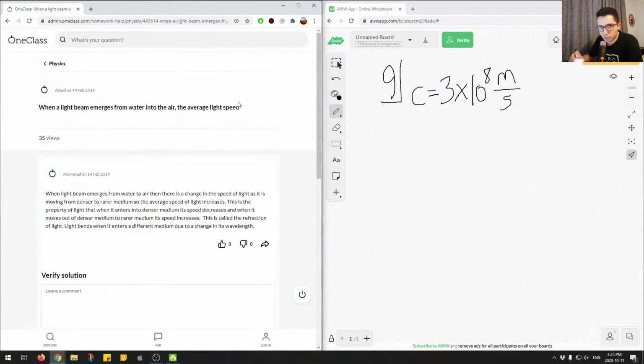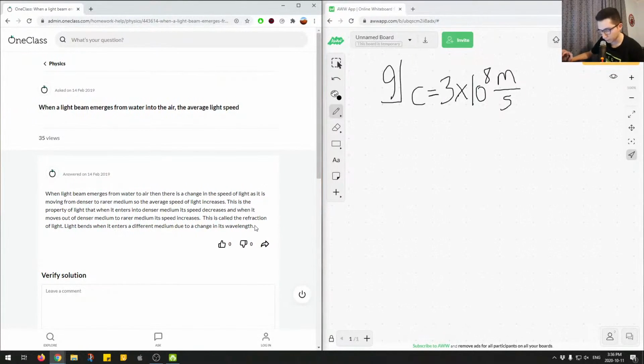Let's look at what the junior tutor has answered here. When a light beam emerges from water to air, so we're looking at going from a denser material to a less dense material, there's a change in the speed of light as it moves from denser to rarer. Rarer is just a less dense medium, so the average speed of light increases. This is the property of light that when it enters a denser medium, its speed decreases. When it moves out of the denser medium to rarer mediums, its speed increases. This is called the refraction of light. Light bends when it enters a different medium due to the change in its wavelength. So this is the correct answer.